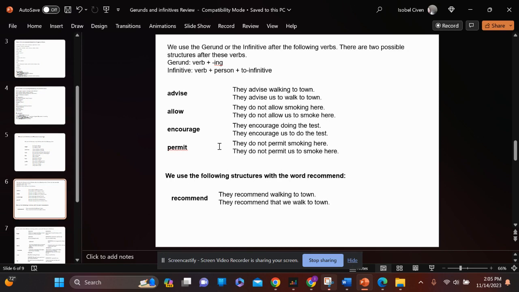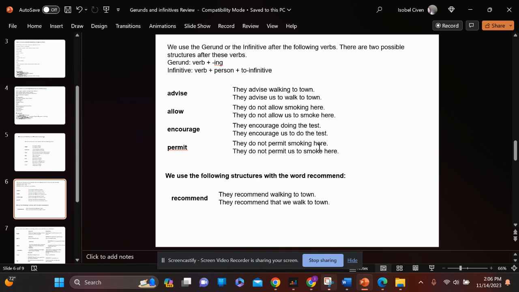Okay, slide 6. We use the gerund or the infinitive after the following verbs. There are two possible structures after these verbs: gerund, verb plus -ing, or infinitive, verb plus person plus to infinitive. So it's either they advise walking to town or they advise us to walk to town. They do not allow smoking here. They do not allow us to smoke here. They encourage doing the tests versus they encourage us to do the tests.